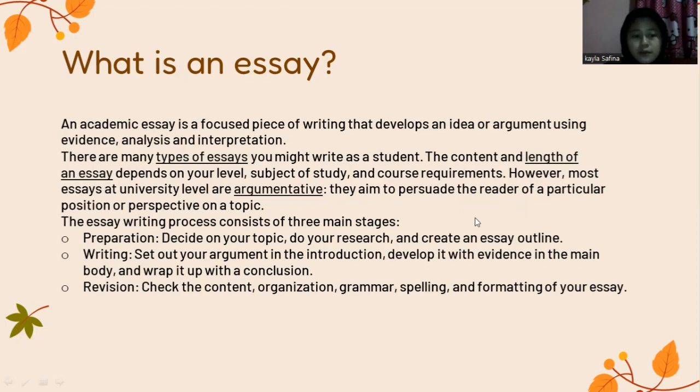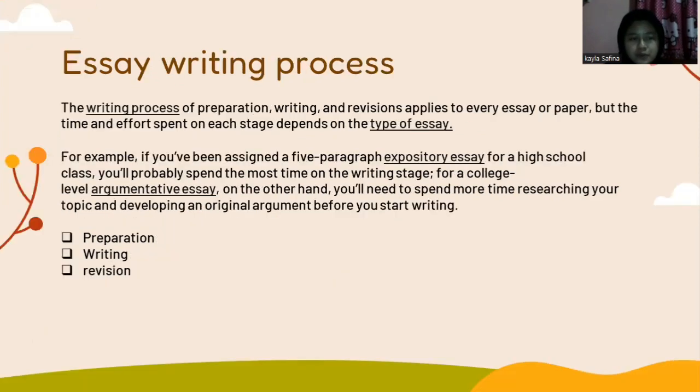The essay writing process consists of three main stages. First, preparation. Decide on your topic, do your research, and create an essay outline. Second, writing. Set out your arguments in the introduction, develop them with evidence in the main body, and wrap it up with a conclusion. Third, revision. Check the content, organization, grammar, spelling, and formatting of your essay.